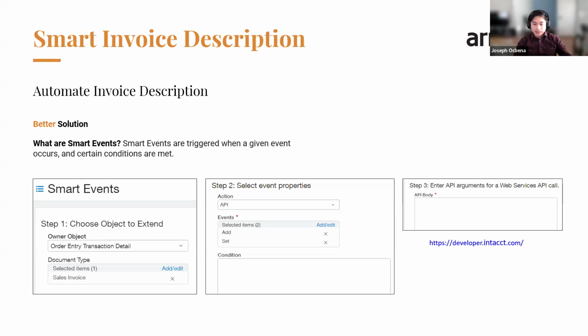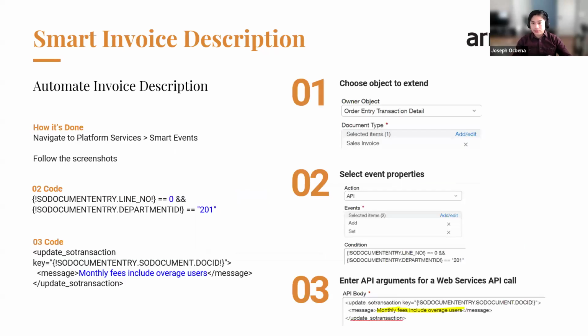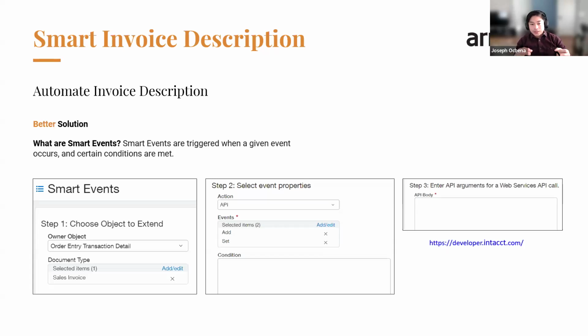So step one, again, same thing with smart rules. It lets you choose which object you want the automation to take place on. In this case, we want it to be done in order entry. Step two is what action do you want to happen? Either an API or an email. So an email is pretty popular as well.